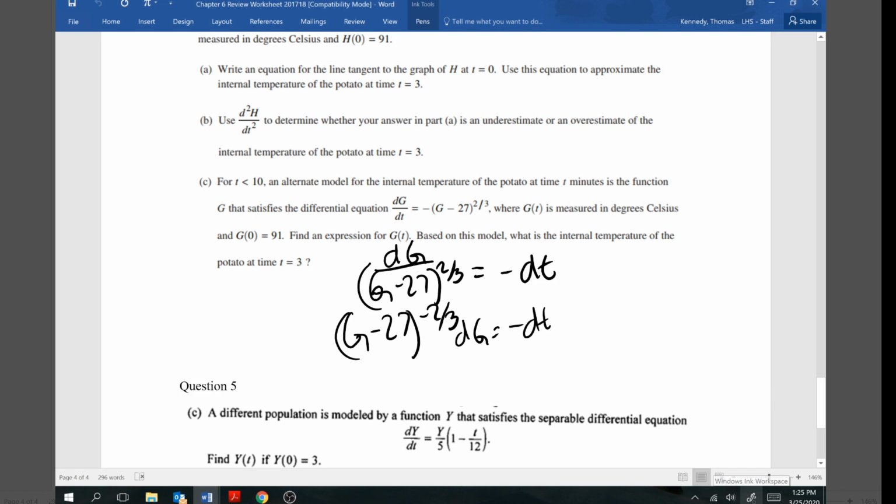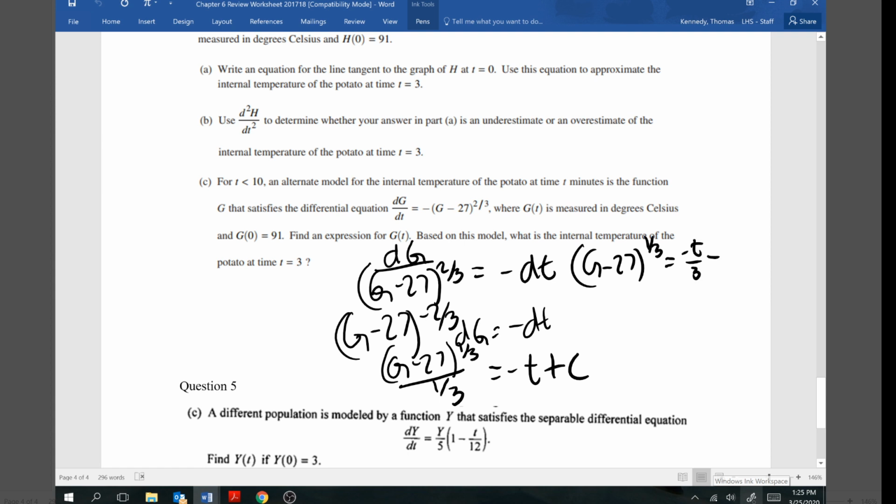Now it's really easy to integrate. Right side's a joke, negative t plus c. Left side, also not bad. We just raise the power by 1 and divide by the new power. Cool. Okay, so we divided by 1/3, which is the same as multiplying by 3. So to get the left side by itself, I'm going to divide both sides by 3. I get g minus 27 to the 1/3 equals negative t over 3 plus a new c.